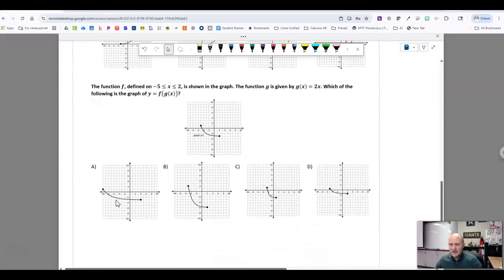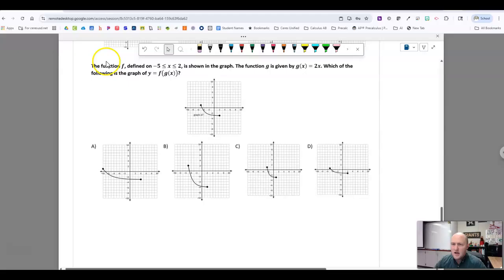All right, and last example we have here for this lesson, same idea. I have a graph f defined on -5 to 2. The function g is 2x. Which of the following could be the graph of y equals f of g of x? So again, the graph I'm looking for is y equals f of g of x. And g of x here is defined as 2x.